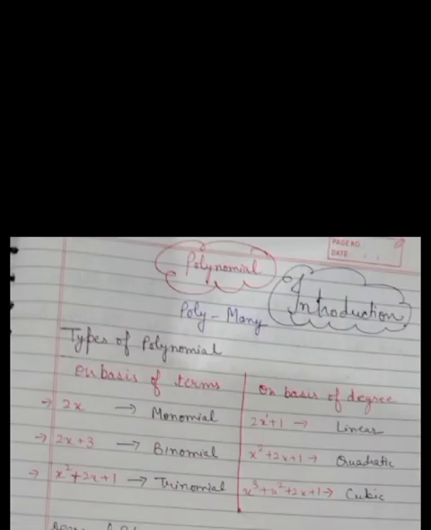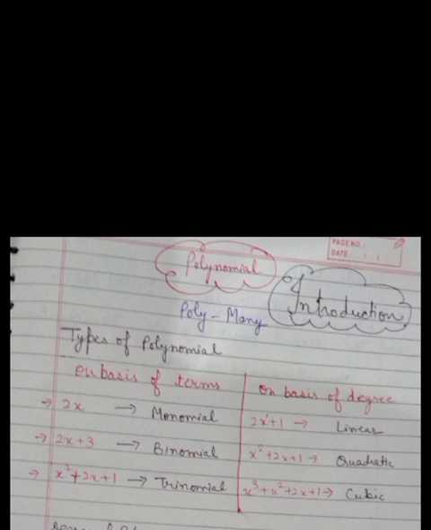Today we will discuss what a polynomial is. Poly means many. So first I will tell you the types of polynomial. We can divide polynomials on the basis of terms and on the basis of degree, as you see in the picture. When we divide on the basis of terms, the first is monomial.